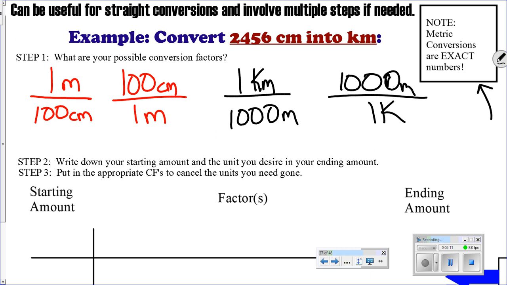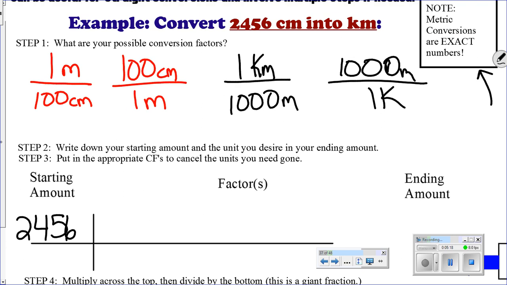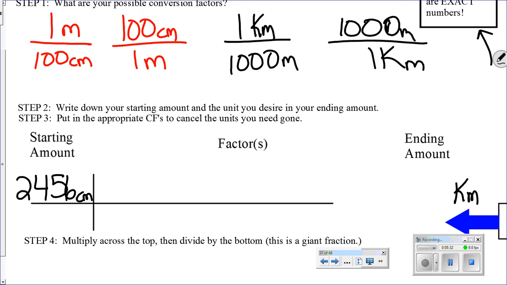So my starting amount is going to be 2,456.2546 centimeters. And I want this to end up in kilometers. And I'm going to do this as a two-step problem because I don't offhand necessarily know how many centimeters are in a meter. I can figure it out, or in a kilometer. I can figure it out quickly, but this is a nice way to do it pretty accurately.